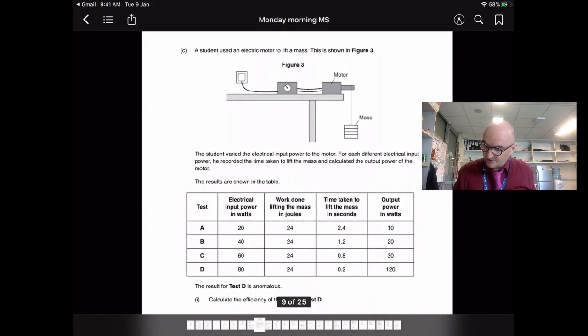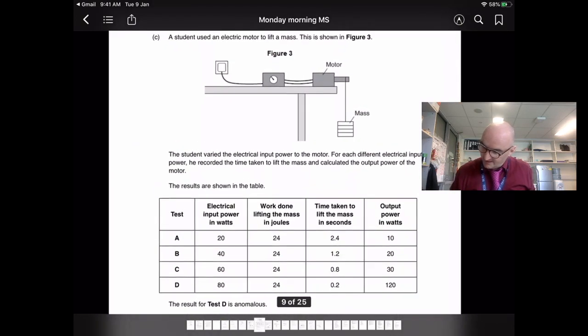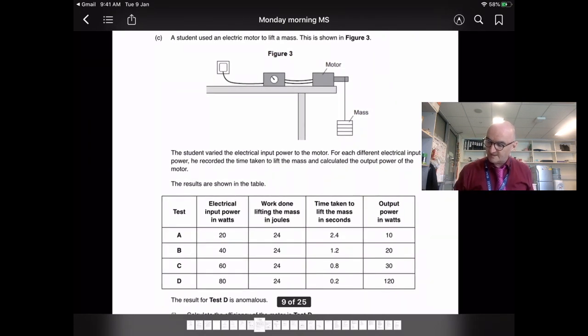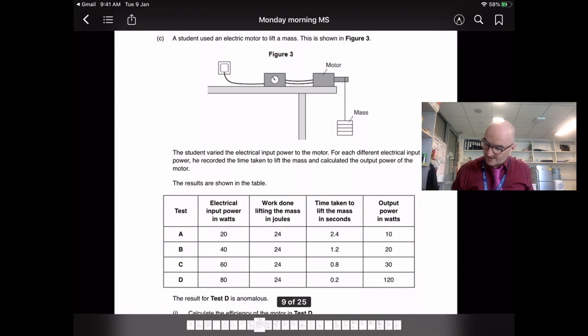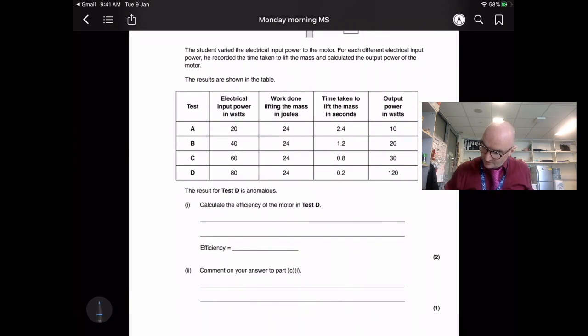C. The student used an electric motor to lift a mass. That's happened once before in this paper already. This is shown in figure 3. The student varied the electrical input power to the motor. For each different electrical input power, he recorded the time taken to lift the mass and calculated the output power of the motor. So we can see here we've got 20, 40, 60, 80 watts. Work done in joules is 24. Time taken decreases from 2.4 to 0.2. And the output power goes from 10 to 120 watts.